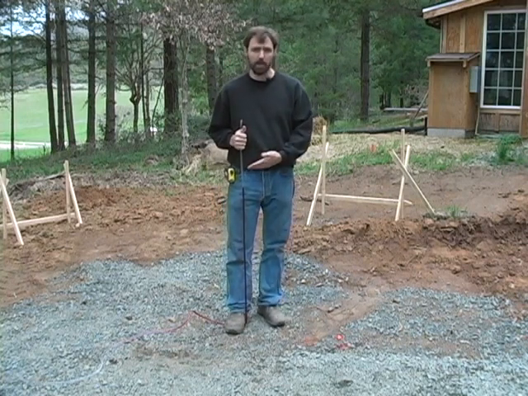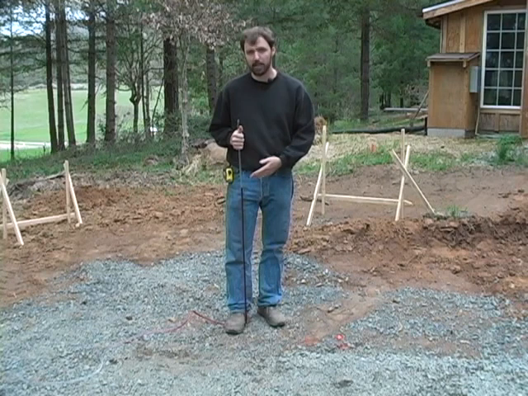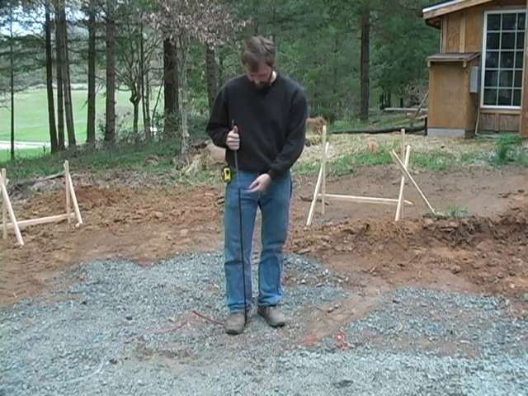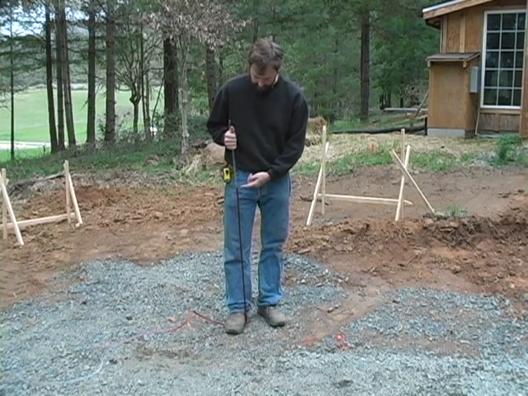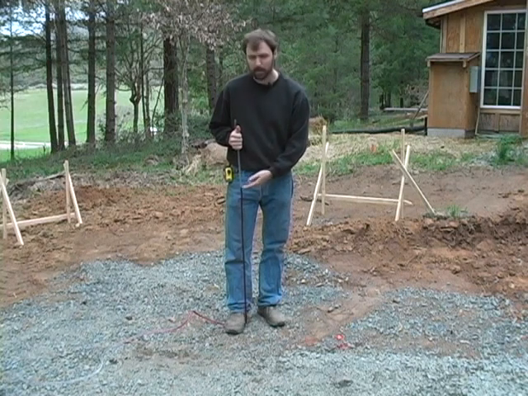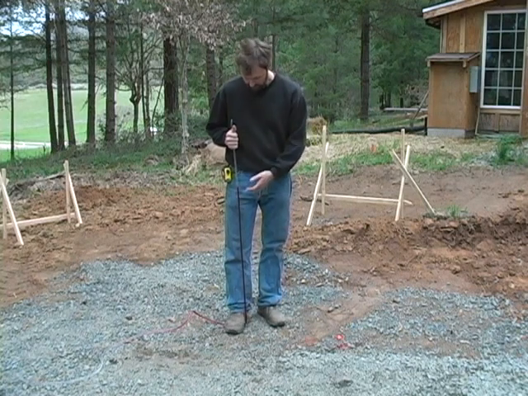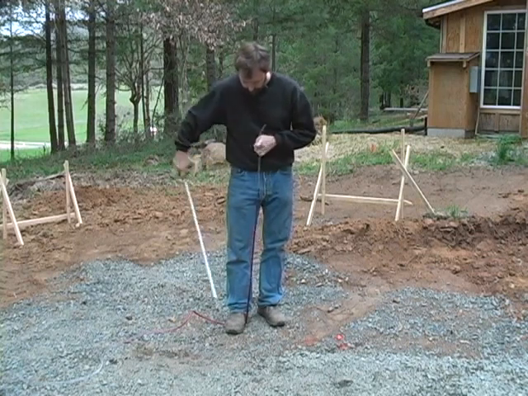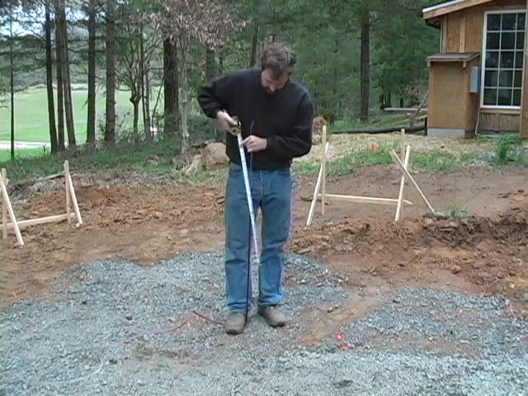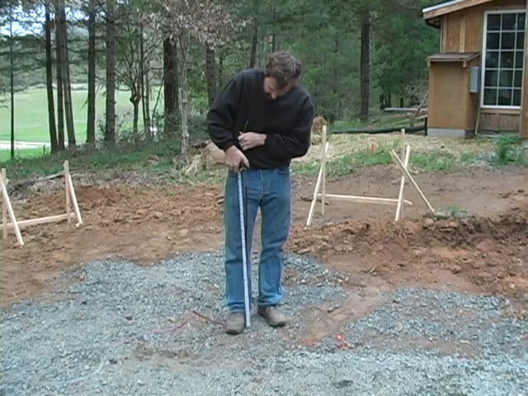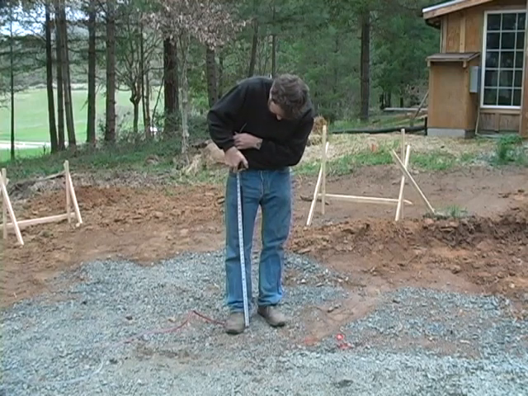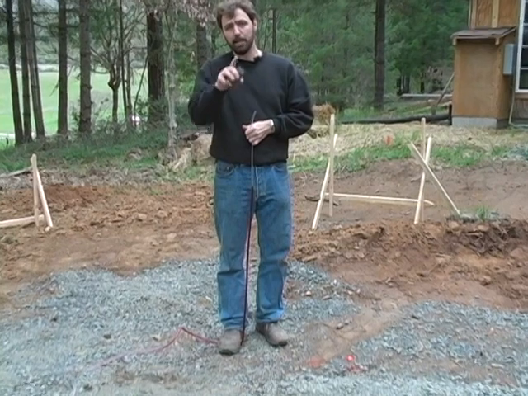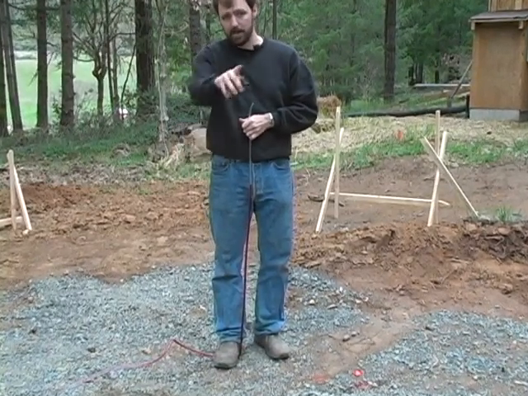I'm using what's called a water level, and I've got some red food coloring in there that makes it really easy to see the top line of that water. Now the basis of a water level is that water will always find level in gravity. So if I am here standing at this end, I can measure down to the ground and see my distance up to the top of this red line here that's established by the water. That's 34 inches.